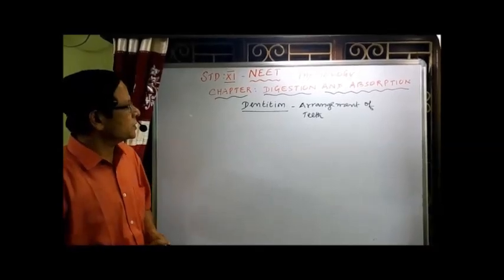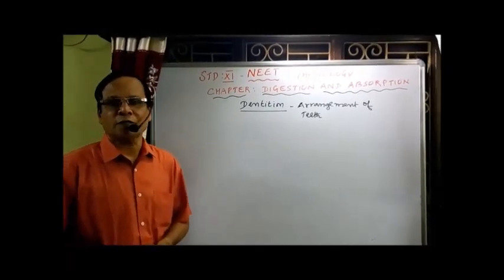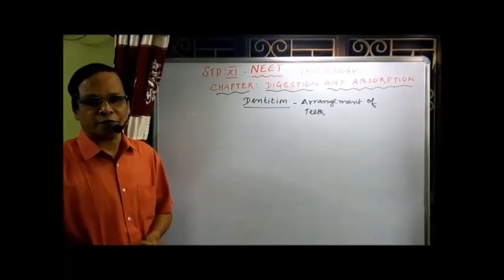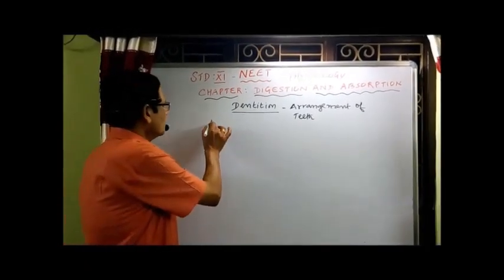The arrangement of teeth in the buccal cavity is called dentition. Now the human dentition is of different types. It may be thecodont.